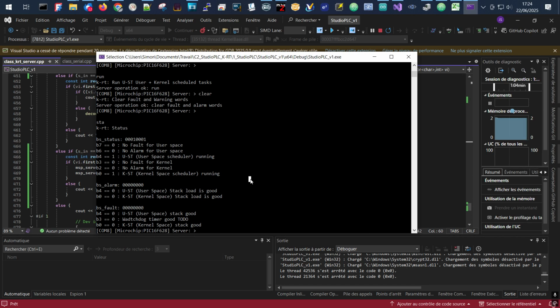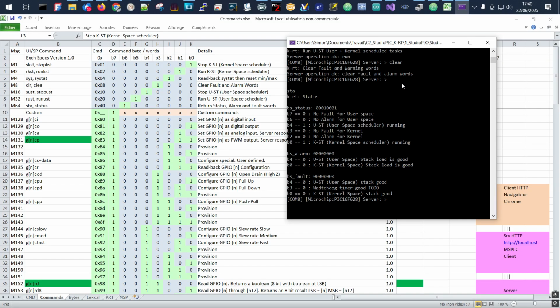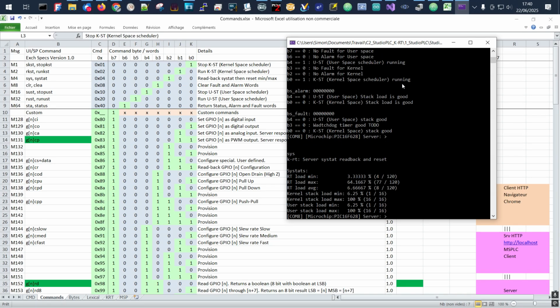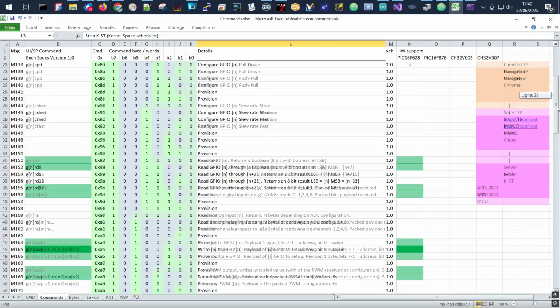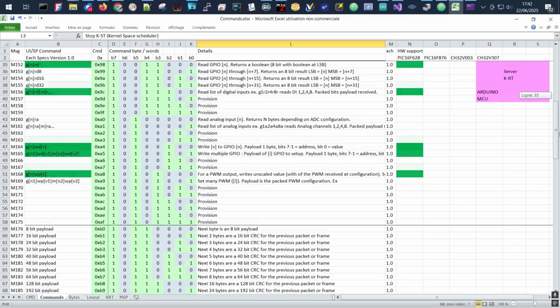The kernel supports tools like systats, fault, alarm words, status. We have all the commands relative to the GPIO, analog inputs, digital inputs, outputs, PWM configuration, reading and writing to the port. We can send frames, read frames, and we have CRC. We have provision for a clock, a real-time clock.